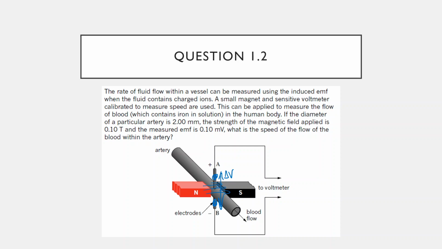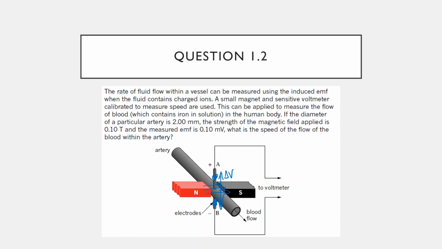All right. So it says a small magnet and sensitive voltmeter calibrated to measure speed are used. This can be applied to measure the flow of blood which contains iron in solution in the human body. So this is an artery and blood's flowing through and there are ions in your blood. Okay, and this device is used to measure the speed at which they flow through.